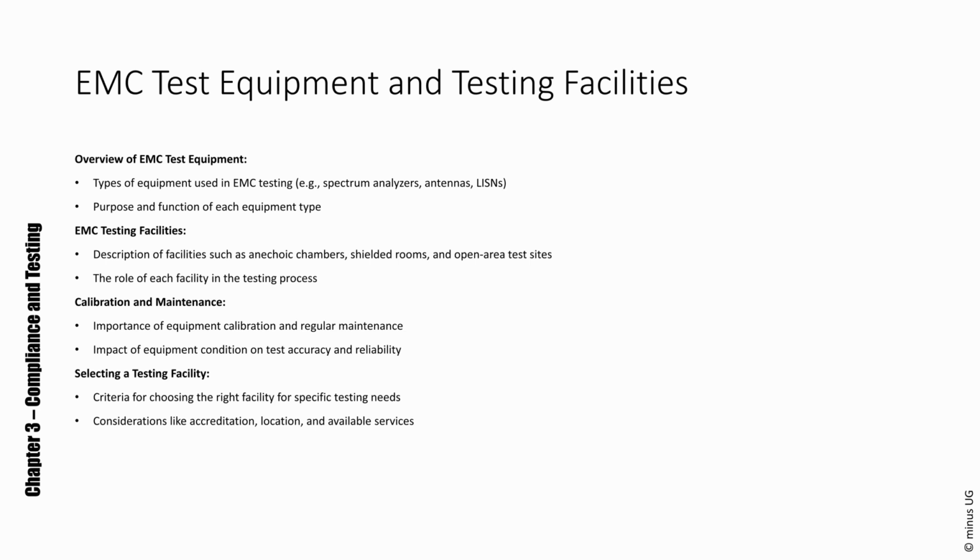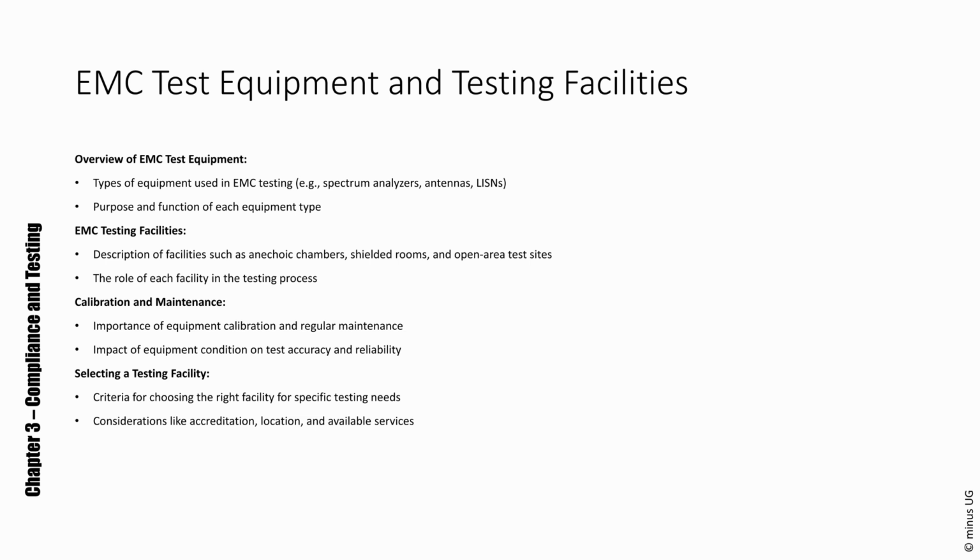Calibration and maintenance. Calibration and regular maintenance of EMC test equipment are crucial for ensuring test accuracy and reliability. Over time, equipment performance can drift, leading to inaccurate measurements. Regular calibration against known standards ensures that the equipment is performing correctly. Proper maintenance also prolongs the lifespan of the equipment and ensures consistent test results.